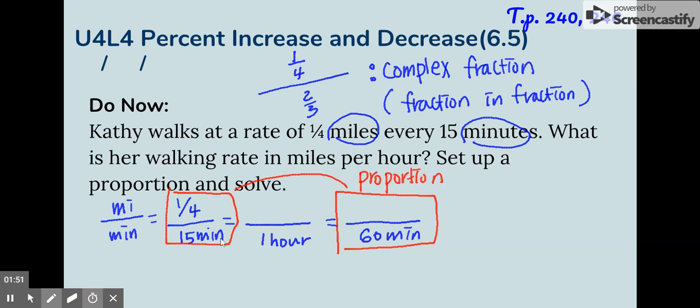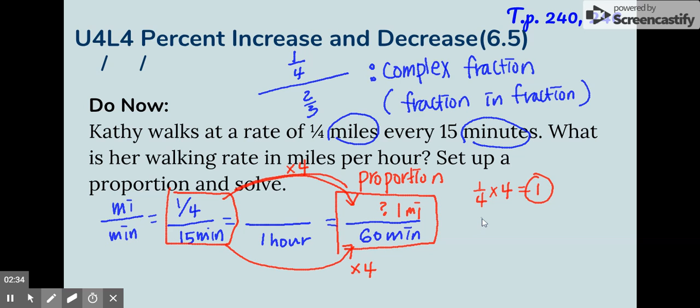So now let's find what is her walking rate in miles per hour. So now 1/4 mile in 15 minutes. How many miles per 60 minutes? You can times by 4, right? If you times by 4, 15 times by 4 is going to be 60, and 1/4 times by 4, you can find a number when you do the same thing. So 1/4 times by 4 is 1. So the answer is going to be 1 mile.